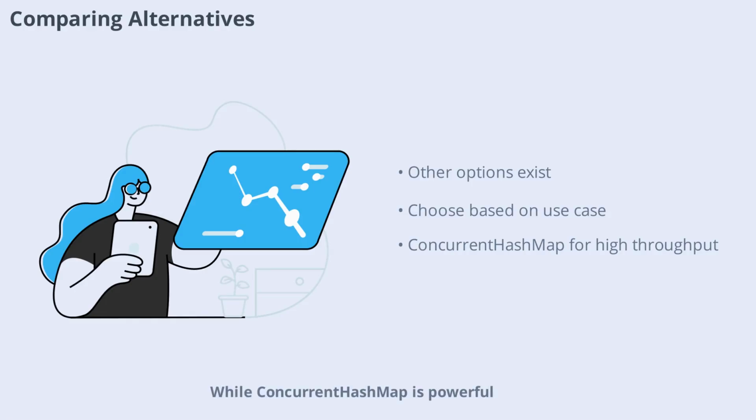While ConcurrentHashMap is powerful, it's not the only option for concurrent data access. Alternatives like CopyOnWriteArrayList or synchronized collections may be suitable for specific use cases. However, for high-throughput, low-latency requirements, ConcurrentHashMap remains the preferred choice.